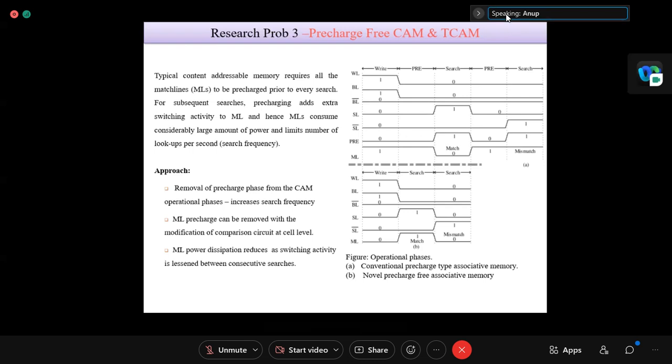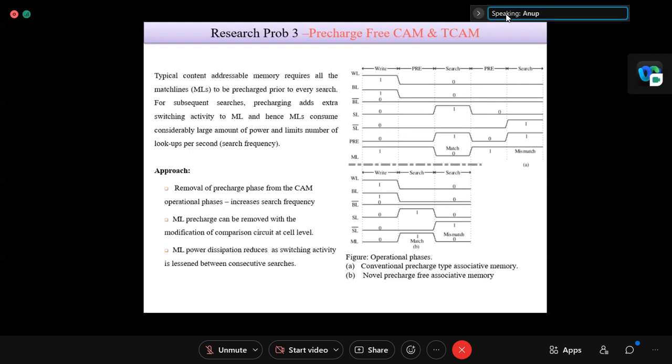Means some time is required to precharge. So in the upper timing diagram, here you see, first we have the write operation.